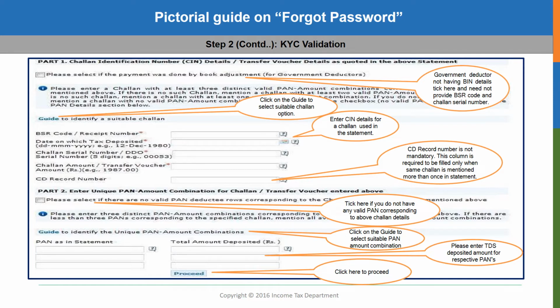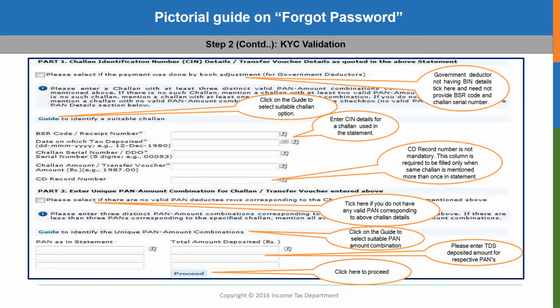Now in case you are a garment deductor, you will be having only the book entry details. You won't be having any challan details. In such a case, tick at the checkbox provided at the top of the page where it is said that please select if the payment was done by book adjustment for garment deductors. In such a case, you need not enter the BSR code and the challan serial number. You have to enter only the date on which tax was deposited, which would normally be the last date of every month, and the challan amount.